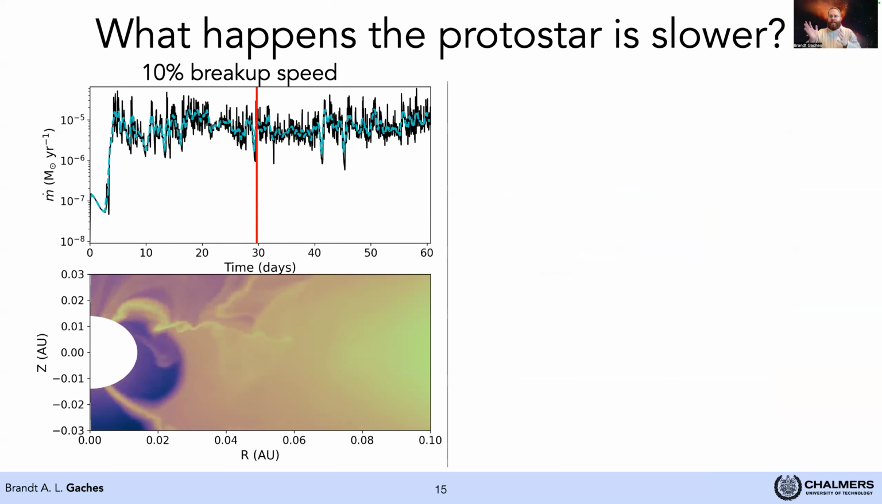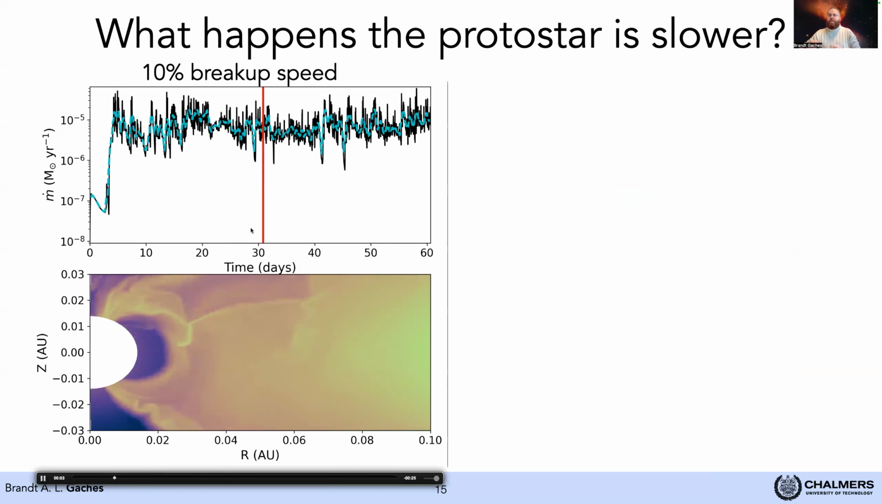If we slow the protostar down to say 10% of the breakup speed, you can start to see that a lot of that very large variability has gone down. This is also for a 2,000 Gauss protostar, so it's the same initial conditions. All I've done is slow the protostar down, and you get a lot more steady accretion. You get something that looks more typical, like magnetospheric accretion.